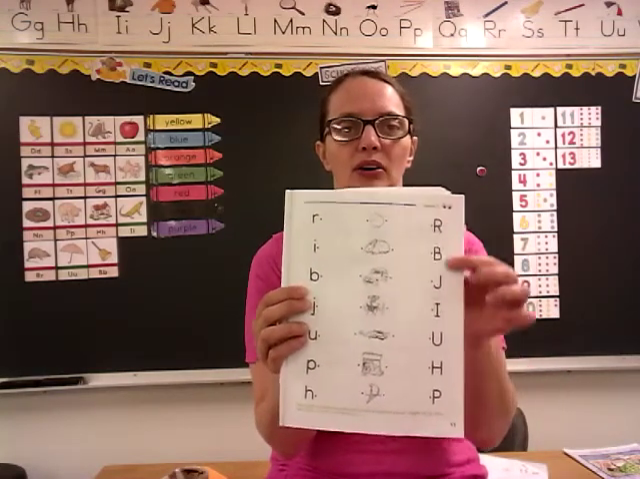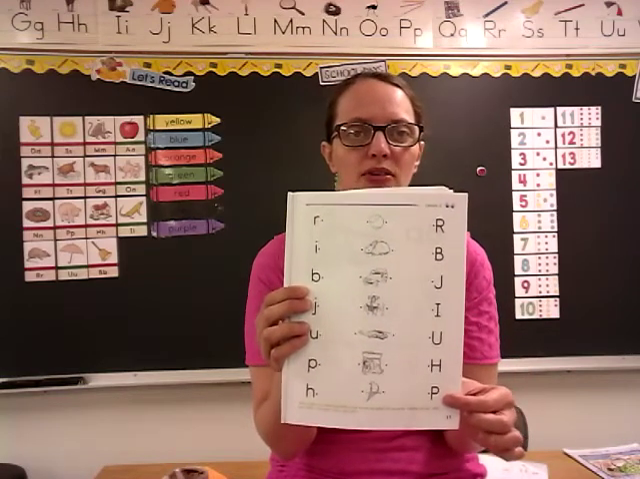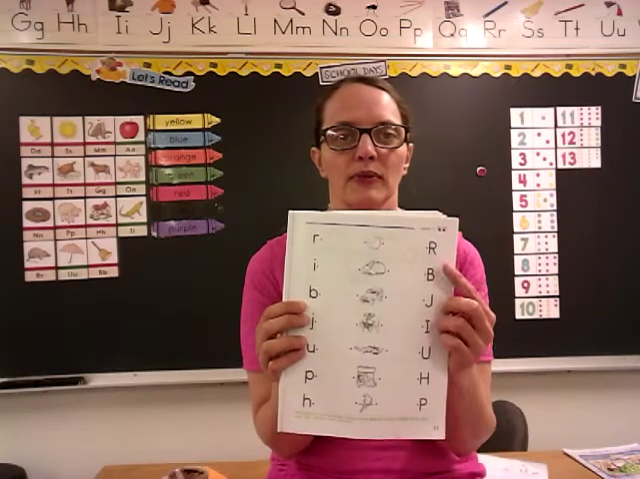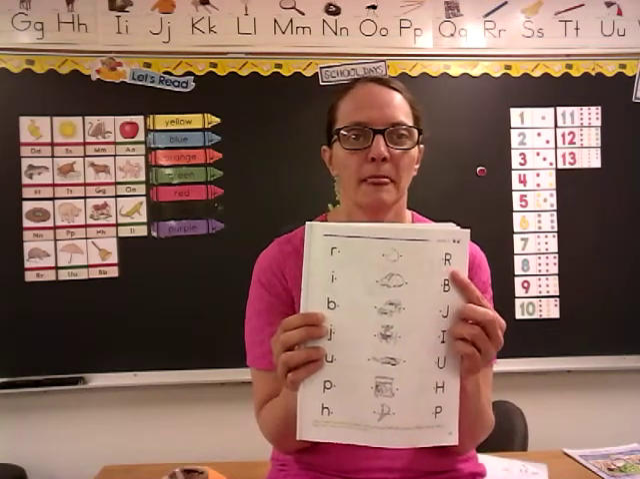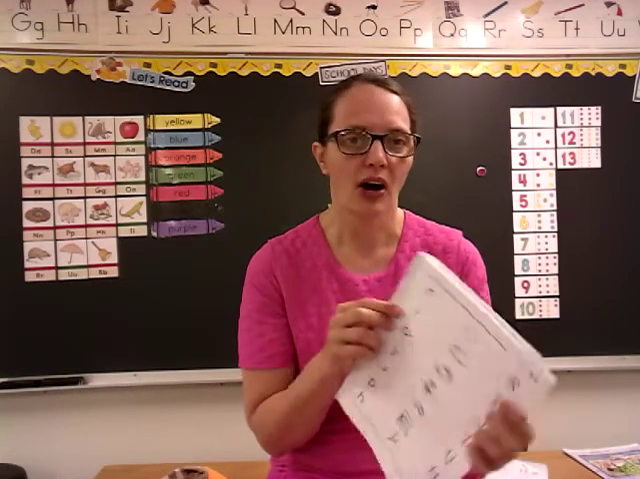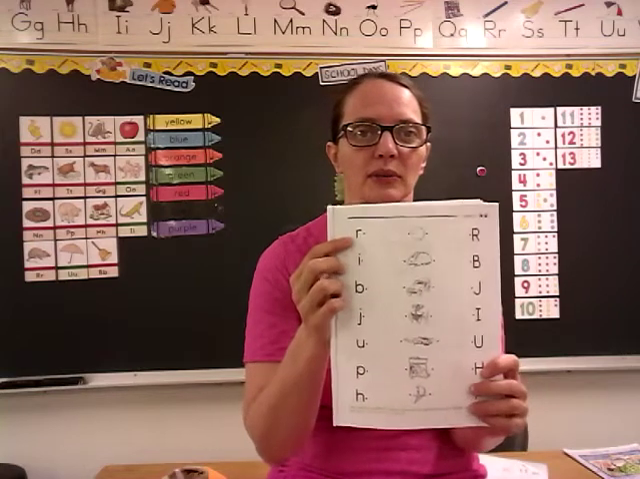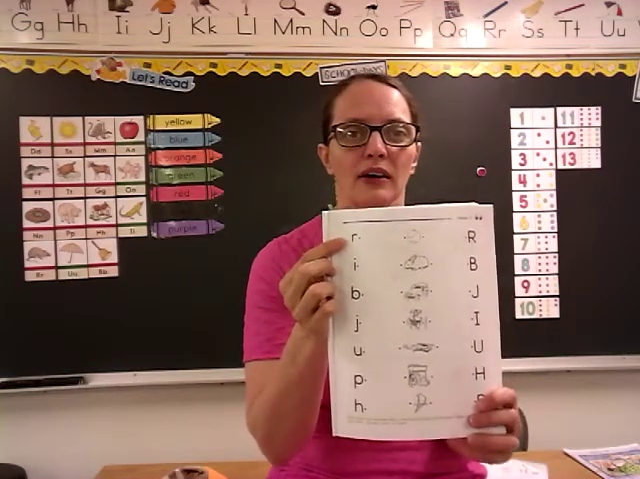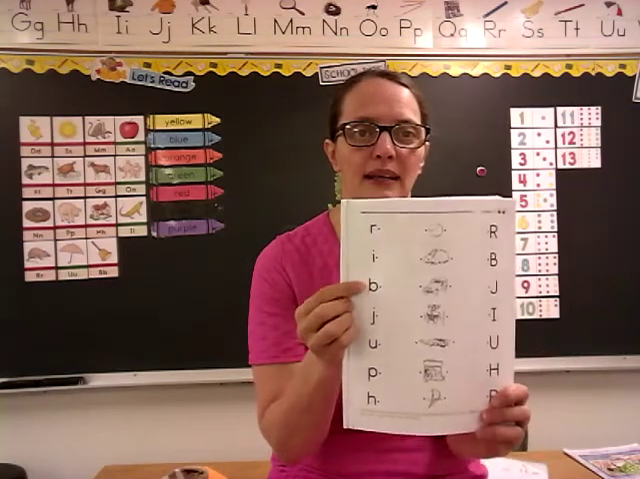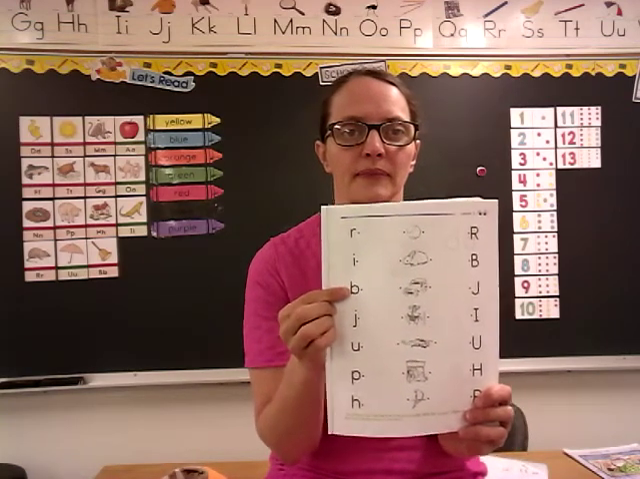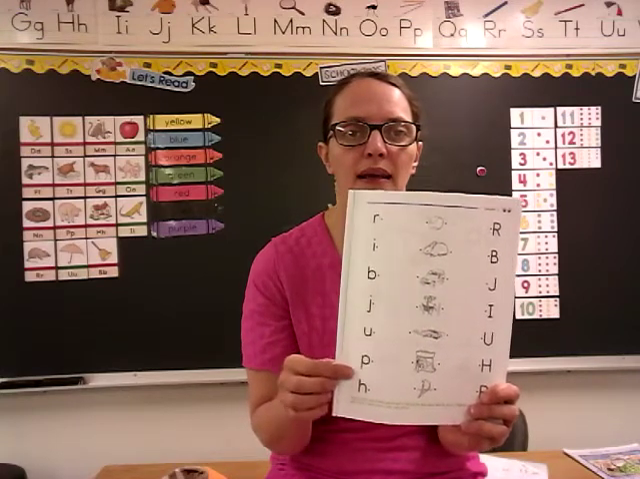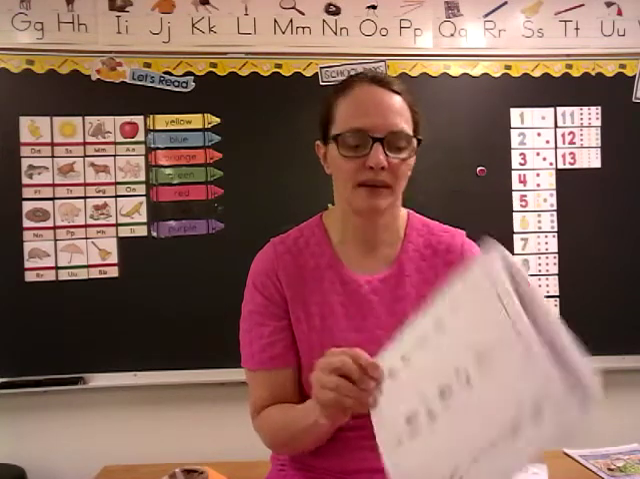We're going to talk about all these letters down the side of the page. Everybody ready? When you're ready, put your finger on the first one. What is that letter? Let's say it together. R. Let's start over here with the lowercase. R. Down to the next one. I. B. This is the one we had today, is the B. J. U. P. H. Good job.